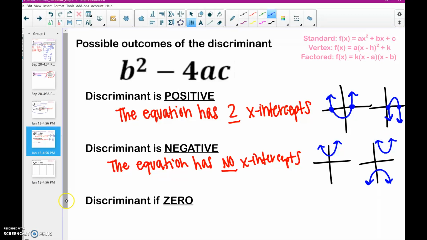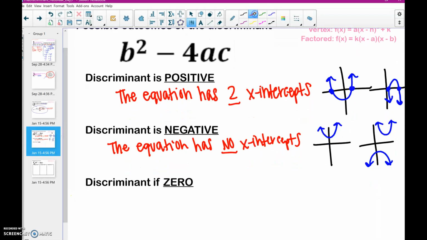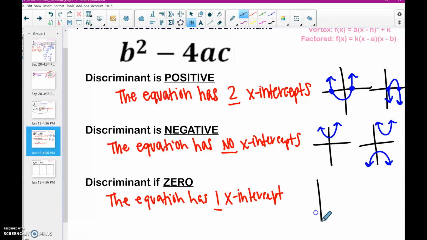No x-intercepts. The last thing that can happen with the discriminant: we plug in our A, B, and C values, and we notice that the discriminant is 0. So when that happens, that means the equation has 1 x-intercept. And what that means would be something that looks like this. And I want you to notice something about both of the parabolas that I'm about to draw. 1 x-intercept. This one also has 1 x-intercept.